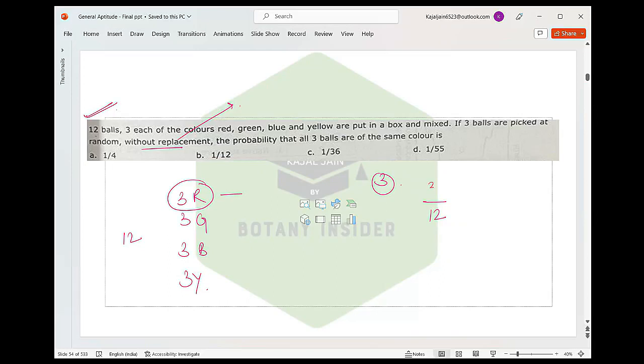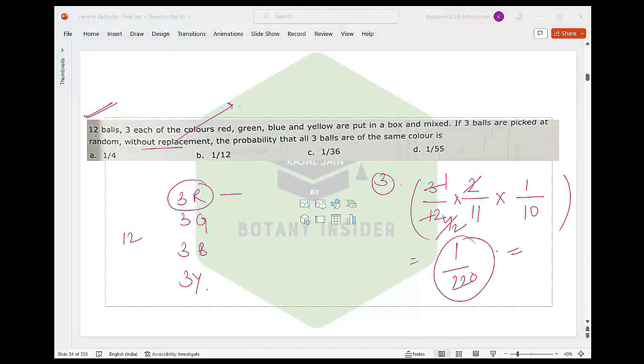So without replacement, first out of 12 balls, any color, let's say red color. So 3 red color balls are there, so probability is 3 upon 12. Next probability will be 2 upon 11, and next it will be 1 upon 10. Are you understanding this? When you simplify it, you get 1 upon 220. Now this is the probability for any one color. We have 4 colors in total, so 4 into 1 upon 220 will be equal to 1 upon 55. Simple. Answer will be option number D.